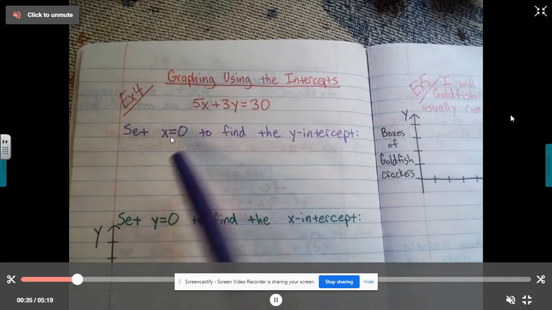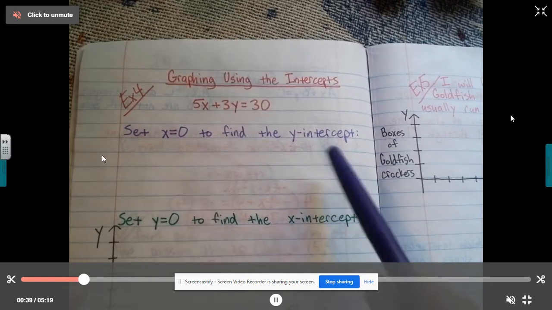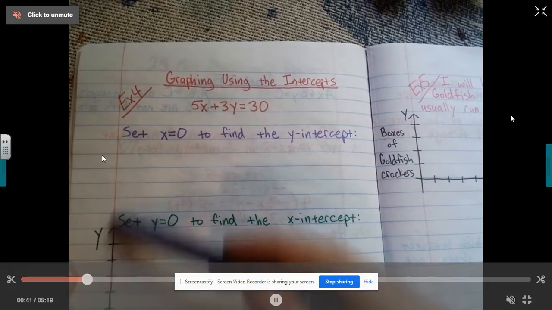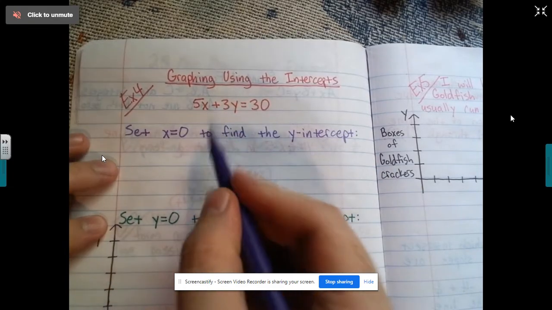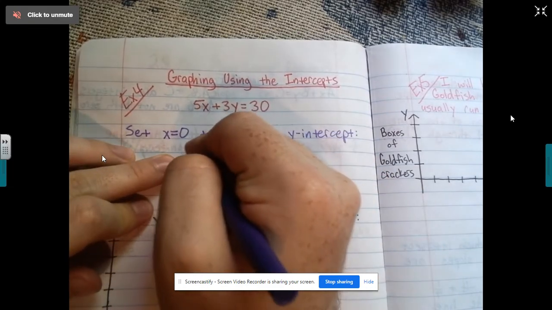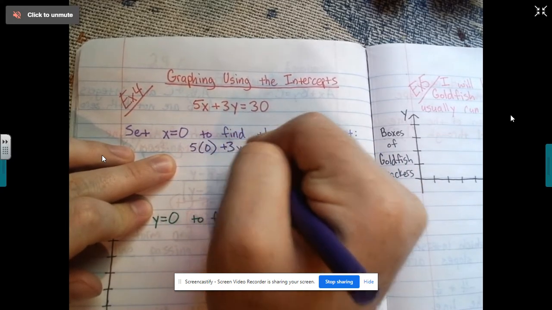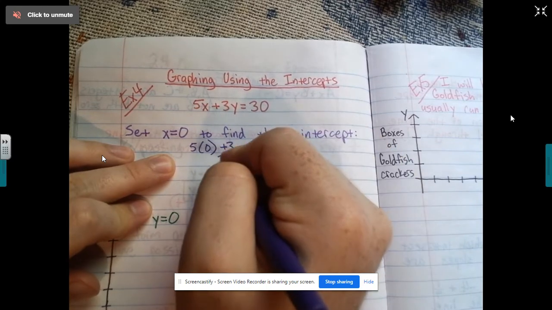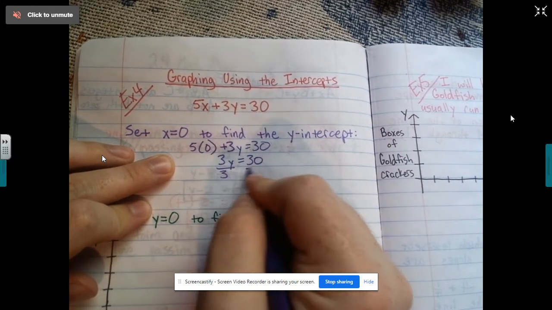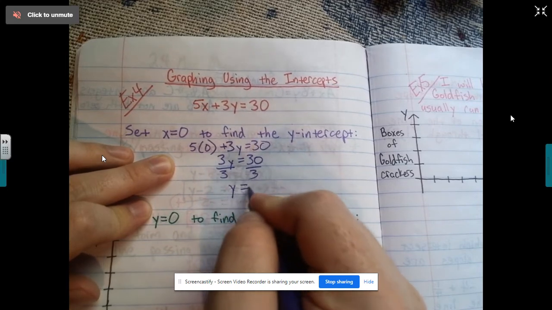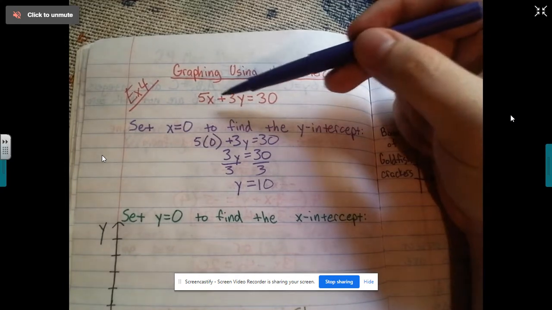You would set x equal to 0 to find the y-intercept, because if you have a point where x is 0 and y is a number, that is on the y-axis. So that's where we would cross the y-axis. 5 times 0 plus 3y equals 30. So 3y equals 30. Then we divide both sides by 3 to get y equals 10. So this graph crosses the y-axis when x is 0 and y is 10.